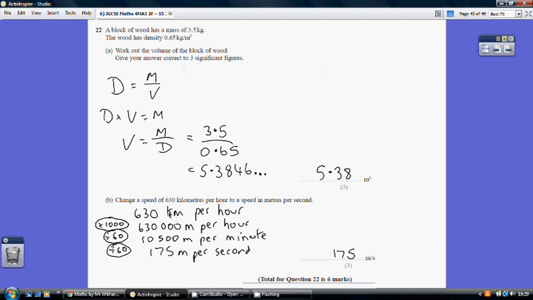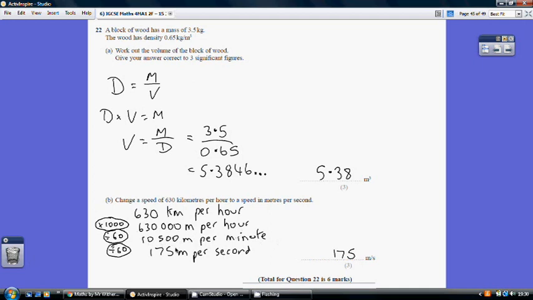Now for part B, you just need to carefully work through the changes. So we've got 630 kilometers per hour. Let's start off by changing this into meters. There are 1,000 meters in a kilometer, so times 630 by 1,000, you get 630,000 meters per hour. Now, how far would we go per minute? Well, that's not going to be as far as we can go in an hour, is it? There are 60 minutes in an hour, so we have to divide this number by 60. So we've got 10,500 meters per minute.